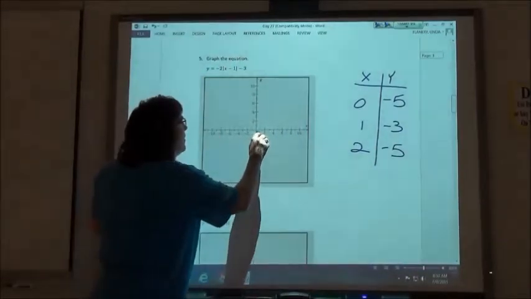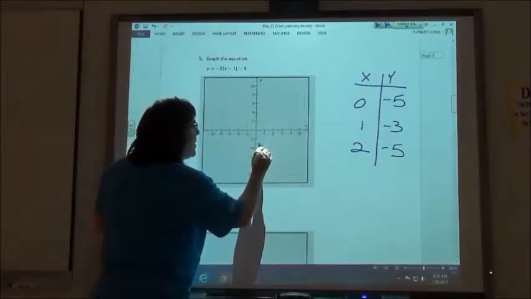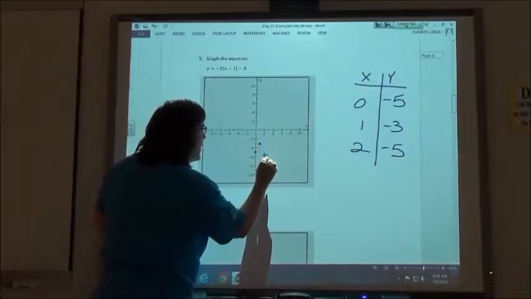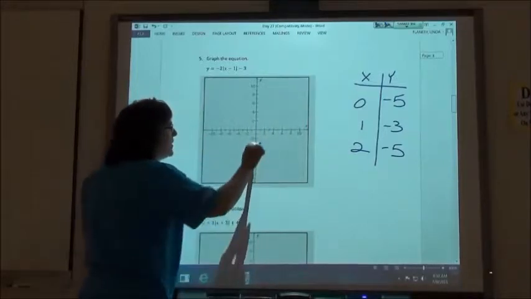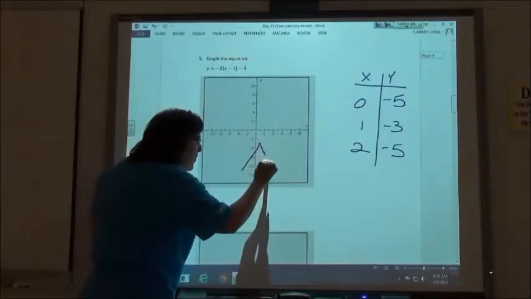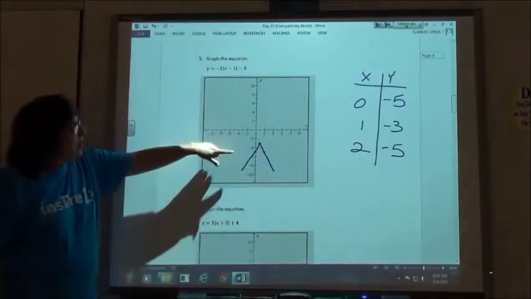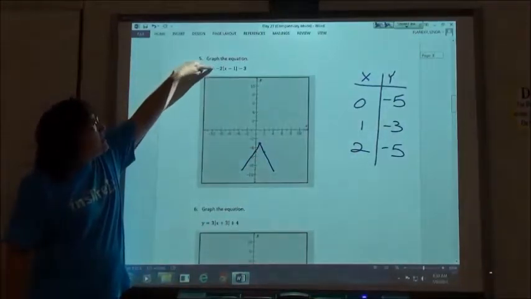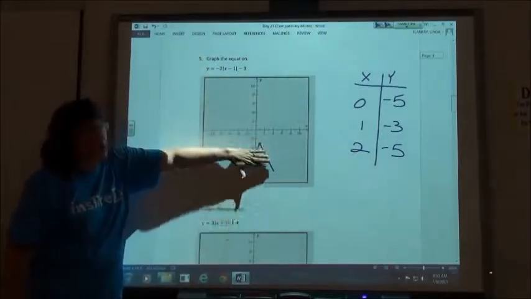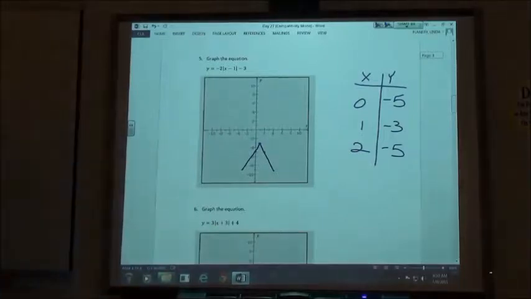So 1 and negative 3 is my vertex, and then 0, negative 5, and 2, negative 5 would be my other 2 points. And I'm going to draw from my vertex through each of my endpoints. And later we'll talk about reflecting, but since there's a negative coefficient in front of my x's, that flipped it across the x-axis, and that's why my V is upside down.